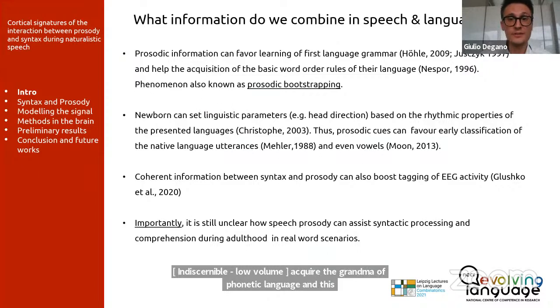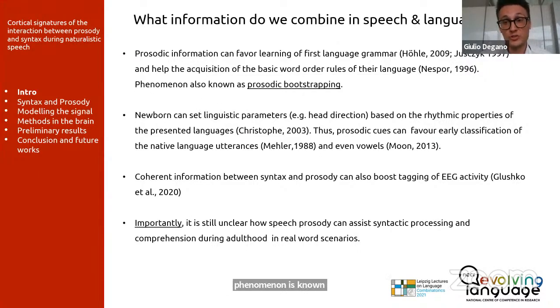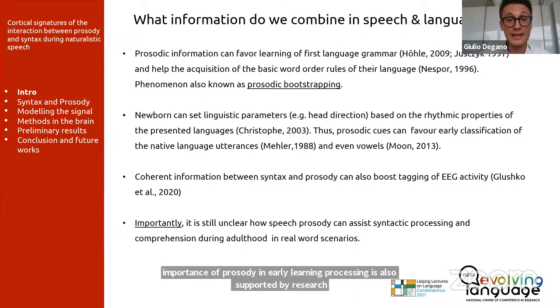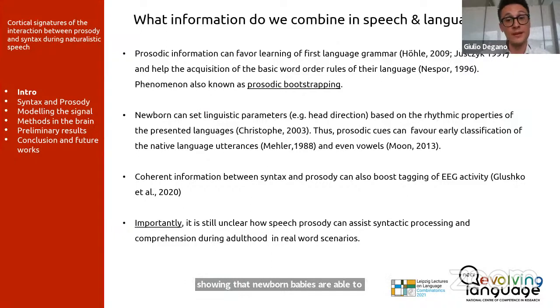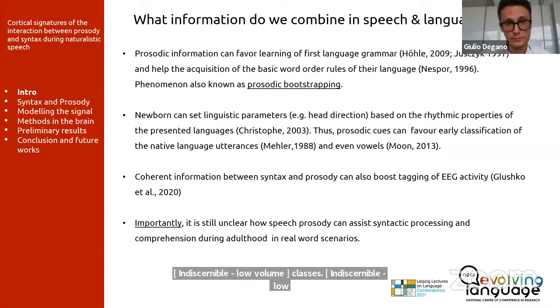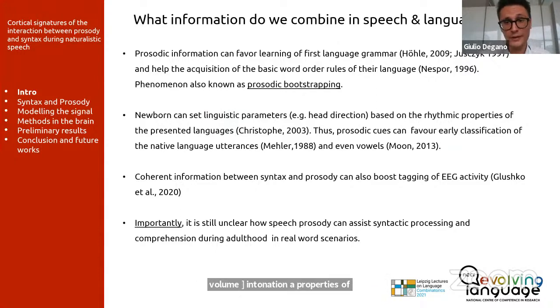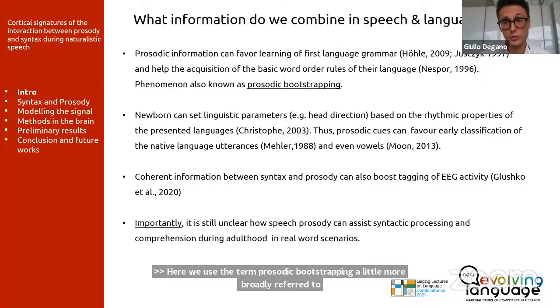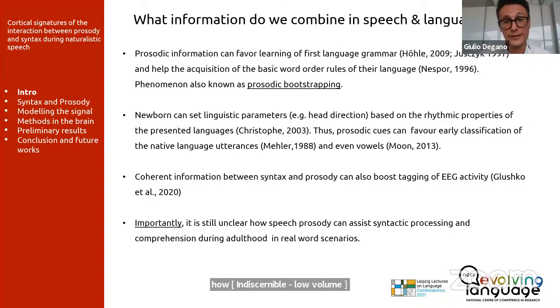So the importance of prosody in early language processing is also supported by research showing that newborn babies are able to distinguish languages coming from the same rhythmic classes as their native language, and from ones coming from different rhythmic classes. This is likely due to in utero auditory experience with the rhythmic and intonational properties of the native language speech signal. Here, I will use the term prosodic bootstrapping a little bit more broadly to refer to how prosody might assist syntax comprehension even in adulthood, as it has been shown that even later in life, prosody can disambiguate syntactic information, for example, in ambiguous sentences.